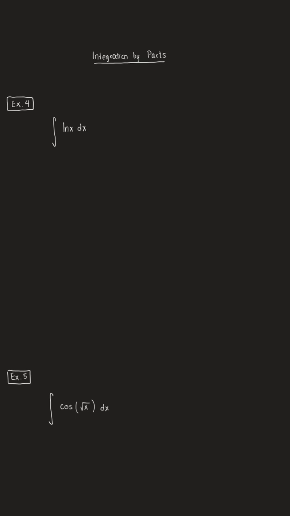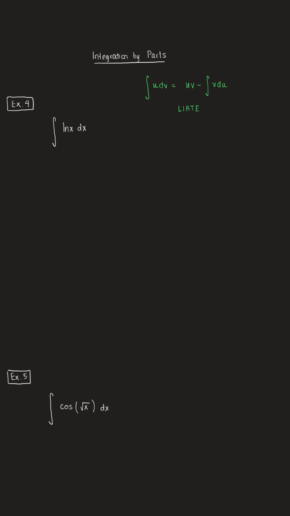Okay, we're going to talk about our last two examples using integration by parts. And as we've done in the previous videos, I'm going to go ahead and write the integration by parts formula, which is the integral of u dv equals u times v minus the integral of v du. And we use that acronym LIATE to help us choose u.